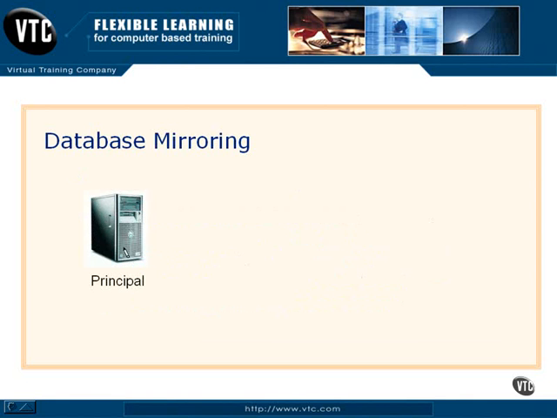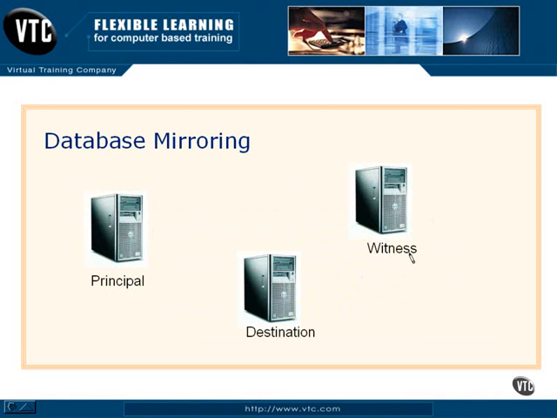If we've got a principal server out here that has our production database on it, and we want to mirror this, well, we're going to set up a destination or a mirror server, and then we're going to set up a witness server. Now what's going to happen is we are automatically going to pump transaction log updates onto the database on the destination server. So the first step up, we're going to copy the database over, then we're going to constantly do log shipping and send our transaction logs over here.